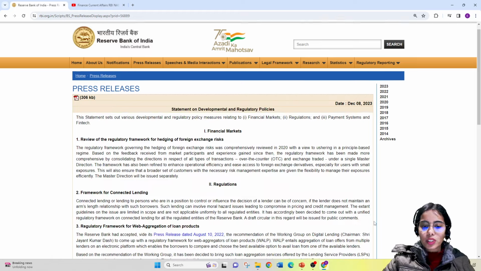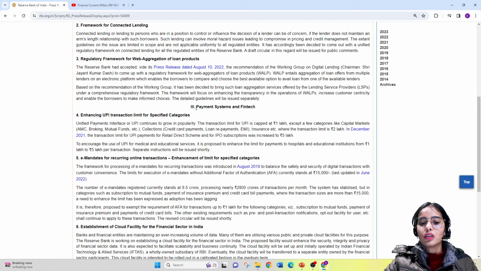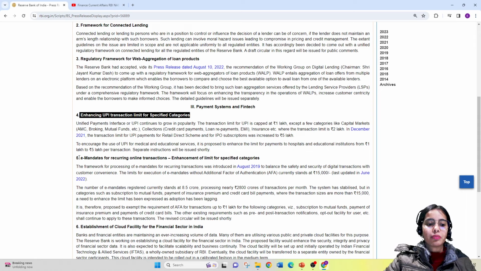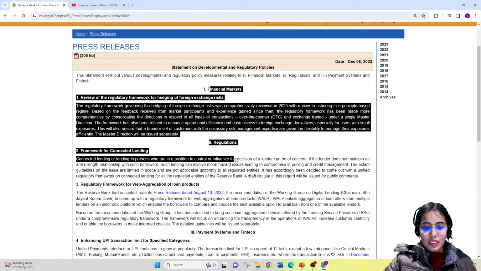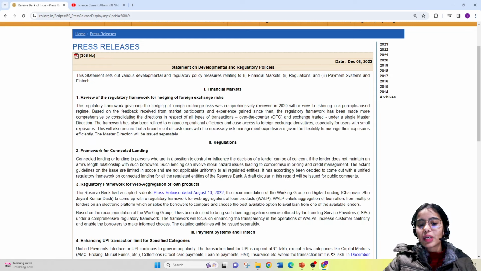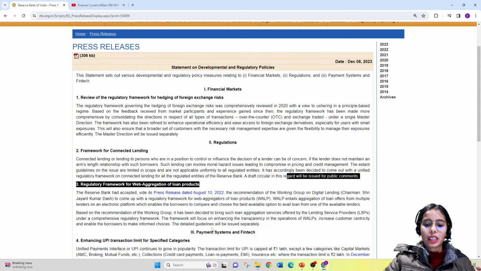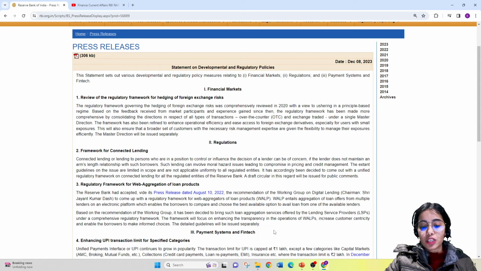From these proposals, we have already discussed all of the proposals for the payment systems and fintech. We have discussed enhancing the UPI transaction limit, the e-mandates, the cloud facility, and the fintech repository. So now this is left. Why is this left? Because here it is written that the master direction will be issued separately, the draft circular will be issued separately, and the detailed guidelines will be issued separately.